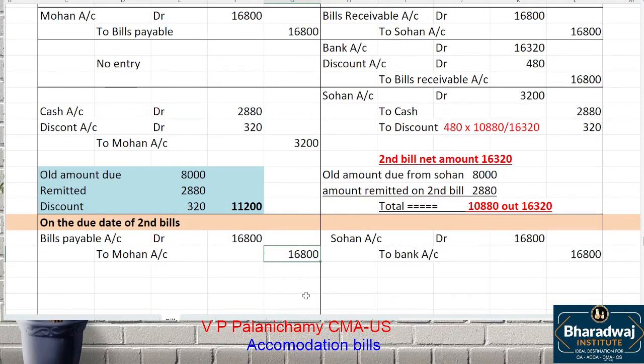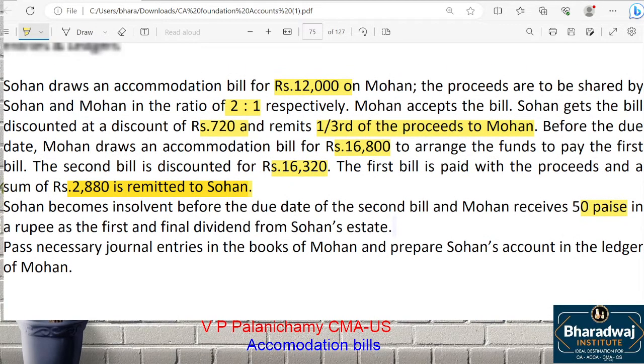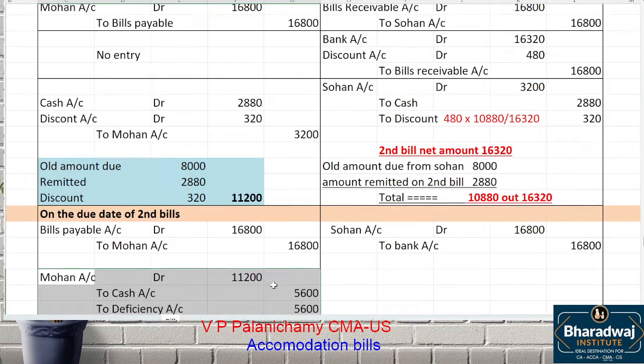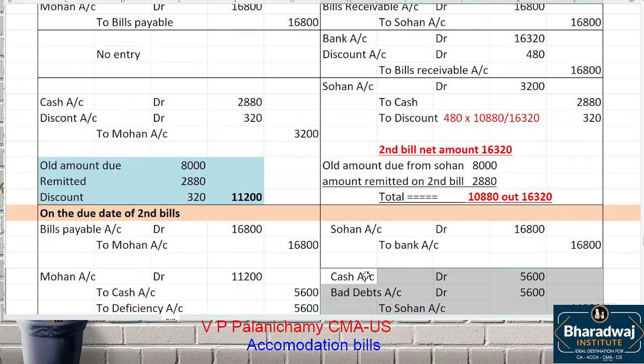Now we are not able to send full money. Out of 11,200, look at how much is sent. Only 50 paise in a rupee is remitted. So the balance becomes deficiency for us. Mohan account debit to cash account and to which account? Deficiency account. The other party: cash account debit, bad debts account debit to Sohan.